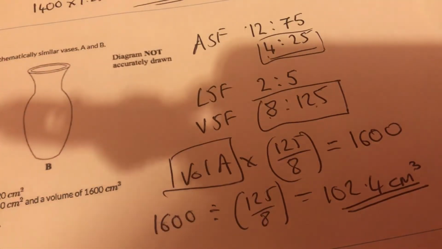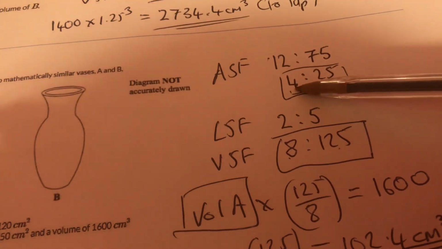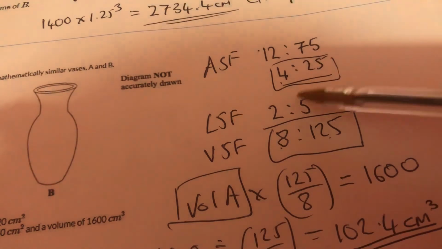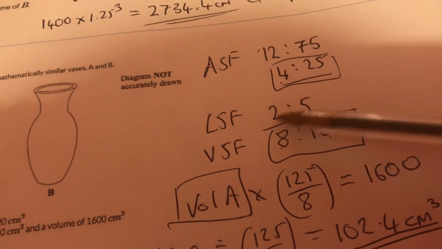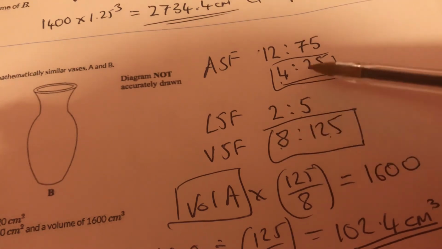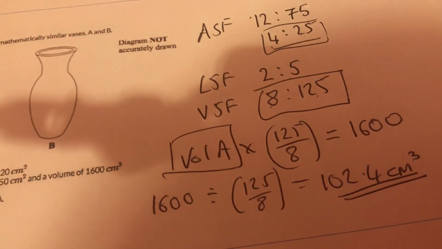So let's just look at what we've done. We know the area scale factor, or the area relationship, it's 4 to 25 in ratio form. So I square root that to get the length ratio. I cube that to get the volume ratio. So I'm square rooting, then cubing. Very common type of question though.